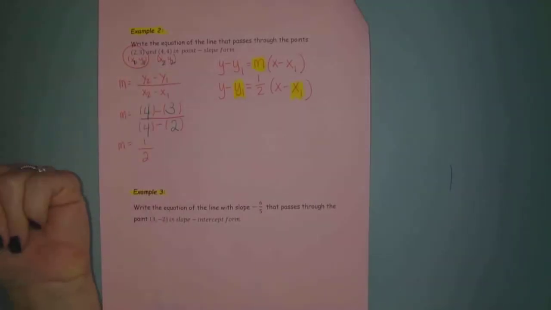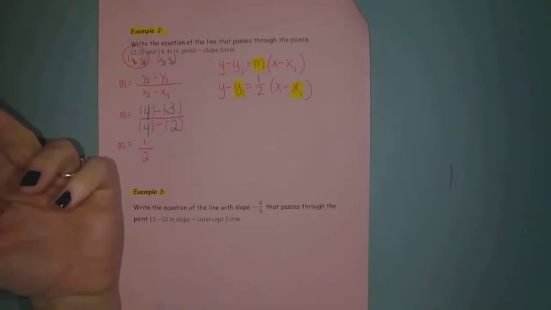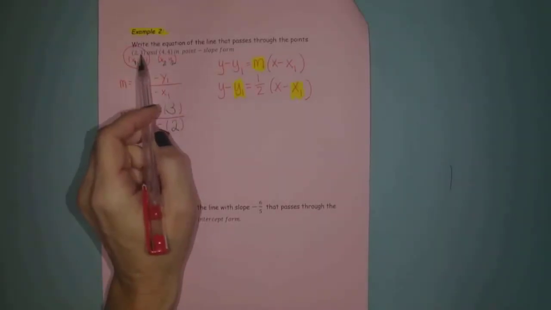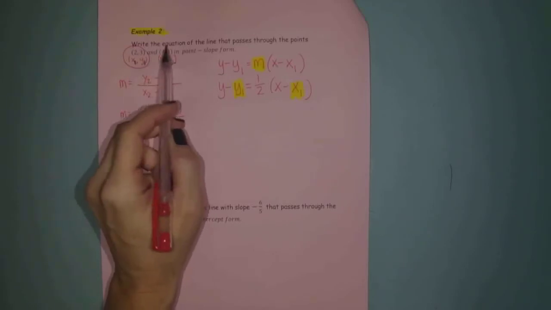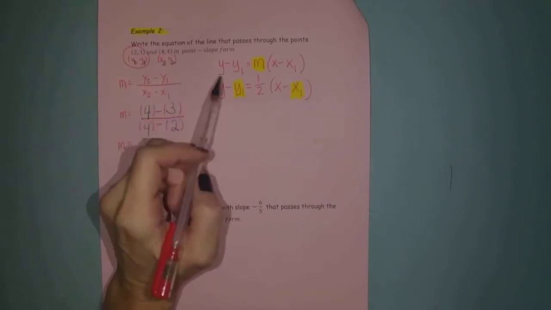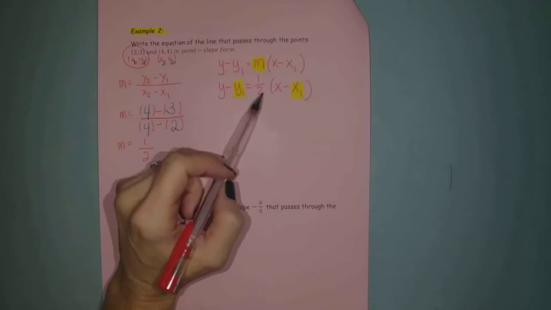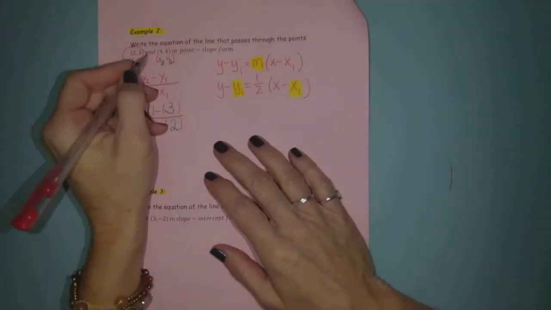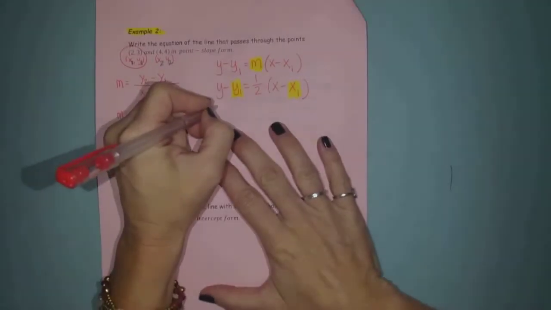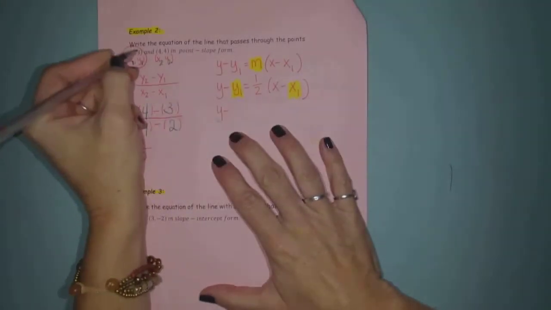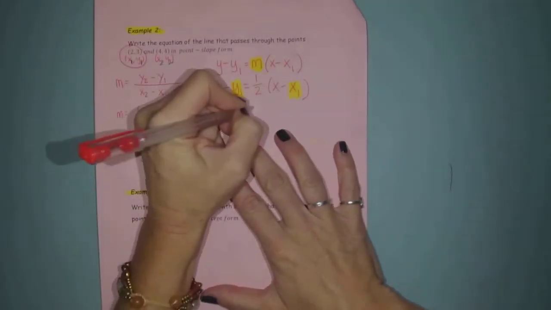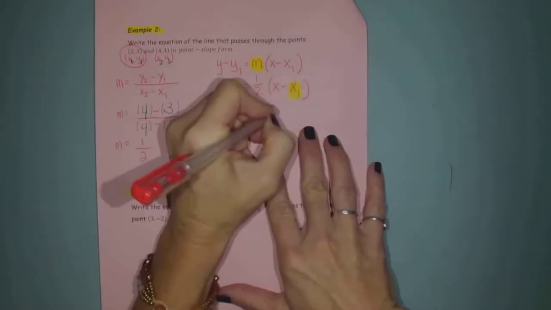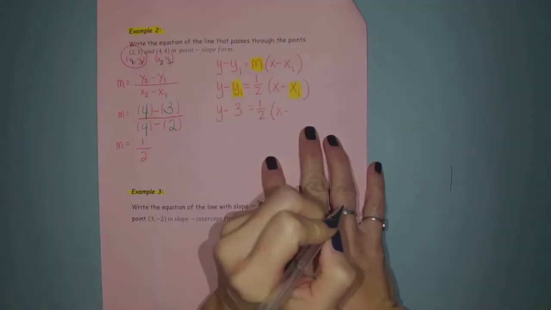But say it was multiple choice. Say this question was in multiple choice format and one of the answers, this answer wasn't there. You'd have to look to see if this answer was. So y minus 4 equals 1/2 times the quantity x minus 4 is also an acceptable answer, but I'm going to use 2, 3. So here I go. Y minus y sub 1 is 3 equals 1/2 times x minus 2.